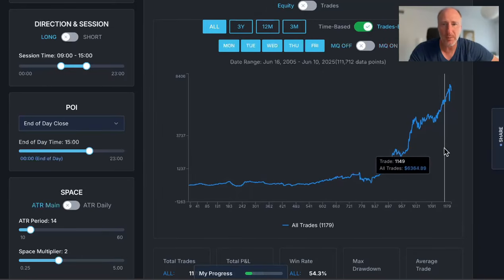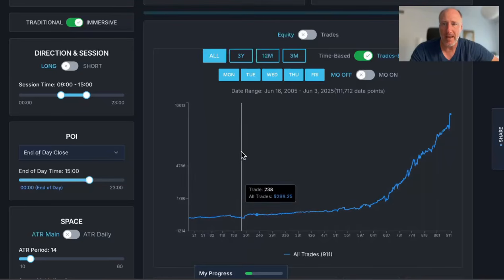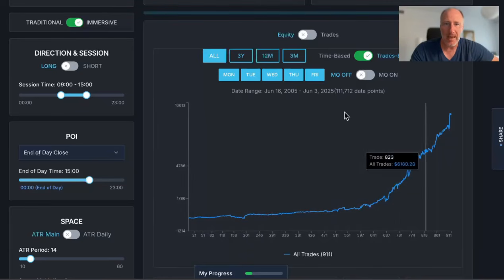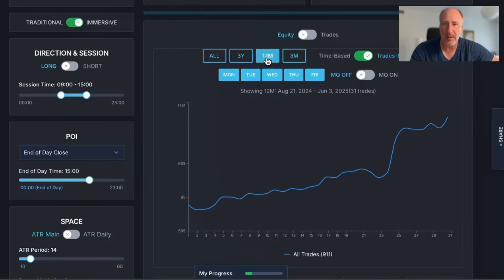We have way too many trades. The average trade will be probably low. So what we do, we simply increase the space, which automatically brings us less trades. Okay, so now we decrease the number. And bingo, you see, equity is much smoother, and you can see last 3 years, beautiful, last 12 months, beautiful.